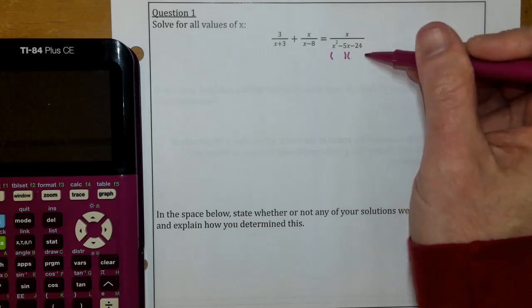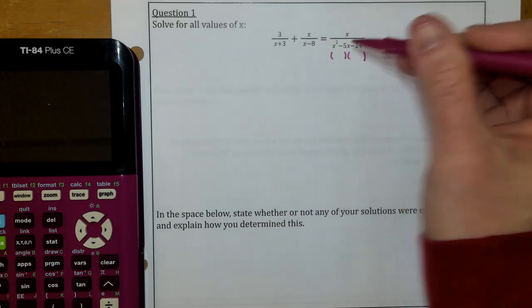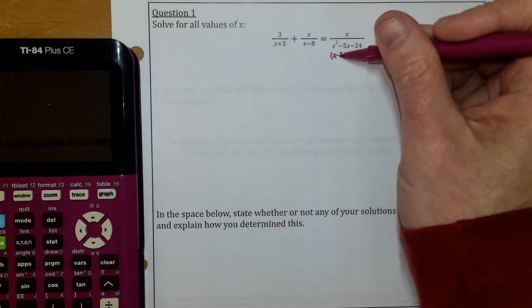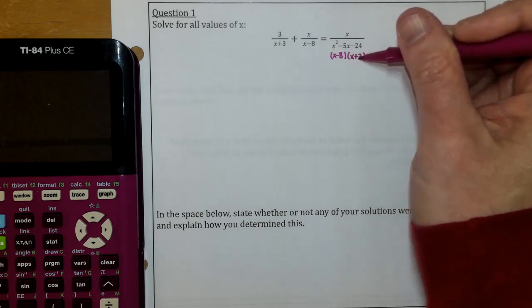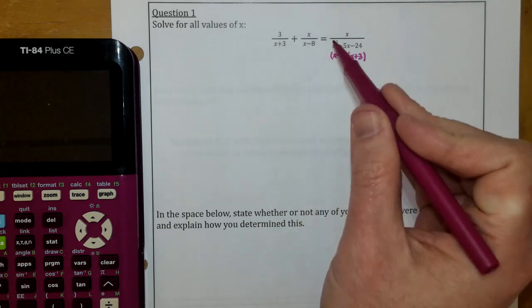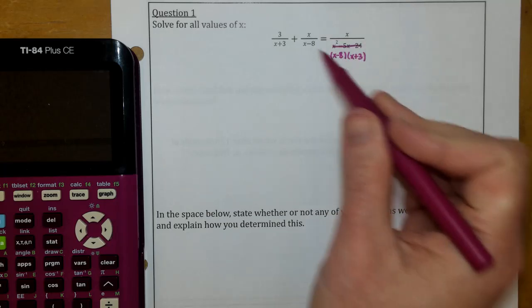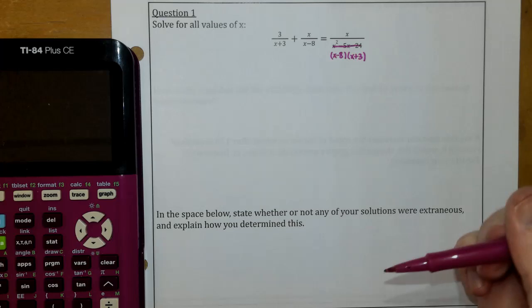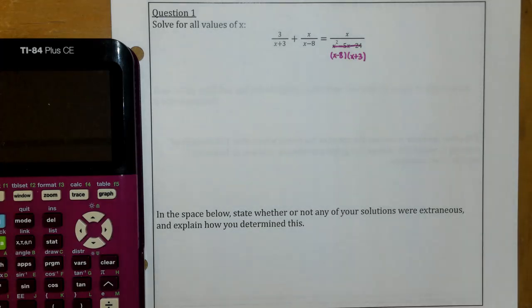If I come up with two numbers that multiply to negative 24, that add up to negative 5, that would be x minus 8 and x plus 3. And hey, would you look at that? Those two denominators also have x minus 8 and x plus 3. So remember, to get common denominators, we just need to multiply each fraction by what it's missing.